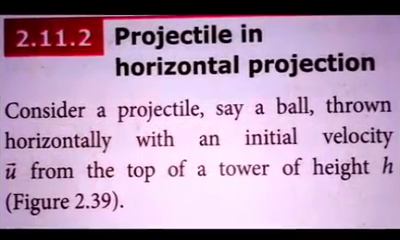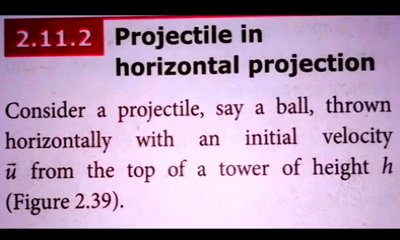Students, first we are going to discuss projectile motion in the horizontal direction, that is horizontal projection. So what is horizontal projection? When an object is thrown from a certain height and reaches the ground, this type of motion is known as horizontal projection. See the example, a ball thrown horizontally with an initial velocity u from the top of a tower of height h.